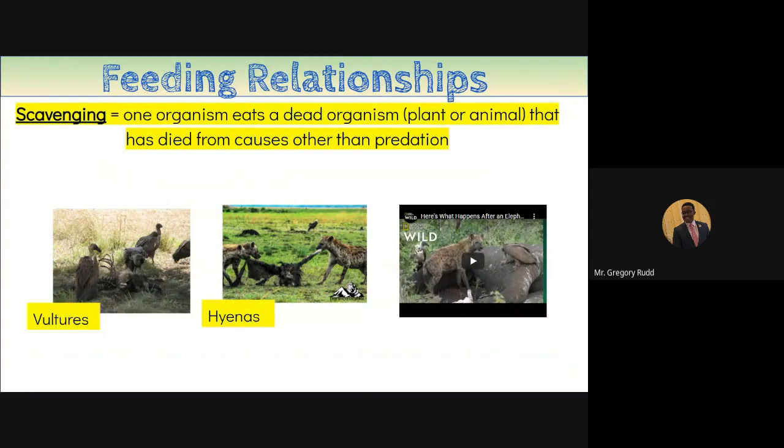Then there's scavenging. I'm sure you've heard of this as well. One organism eats a dead organism, and that organism has died not from being killed by the organism that's eating it. It may have been killed by another organism which only ate some parts and left some scraps, or it may have died by natural causes, or it could have died from infection.